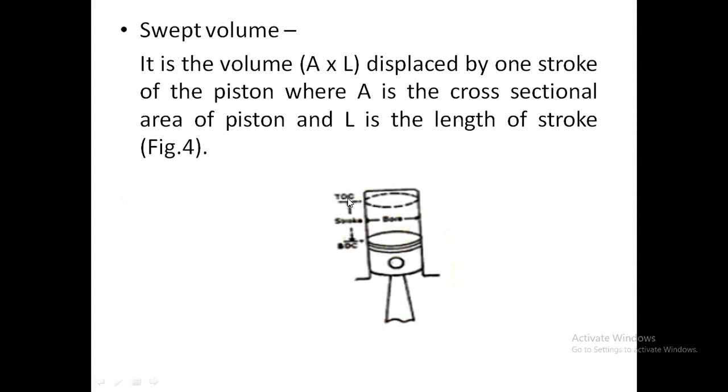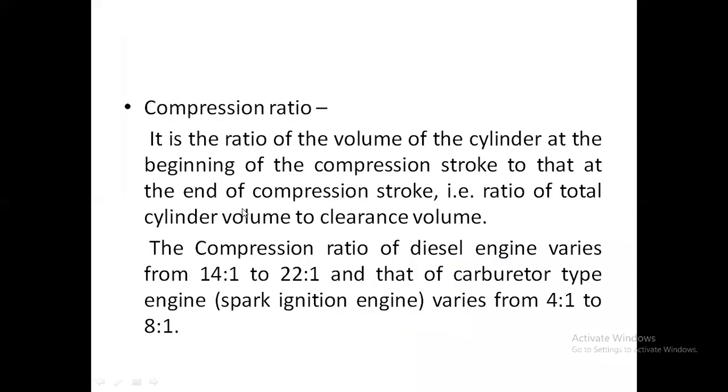And the volume between TDC to the upper edge of the engine cylinder, right? This is the upper edge of the engine cylinder. The volume between the upper edge to the TDC of the engine is called the clearance volume. Then compression ratio. Next is the compression ratio.